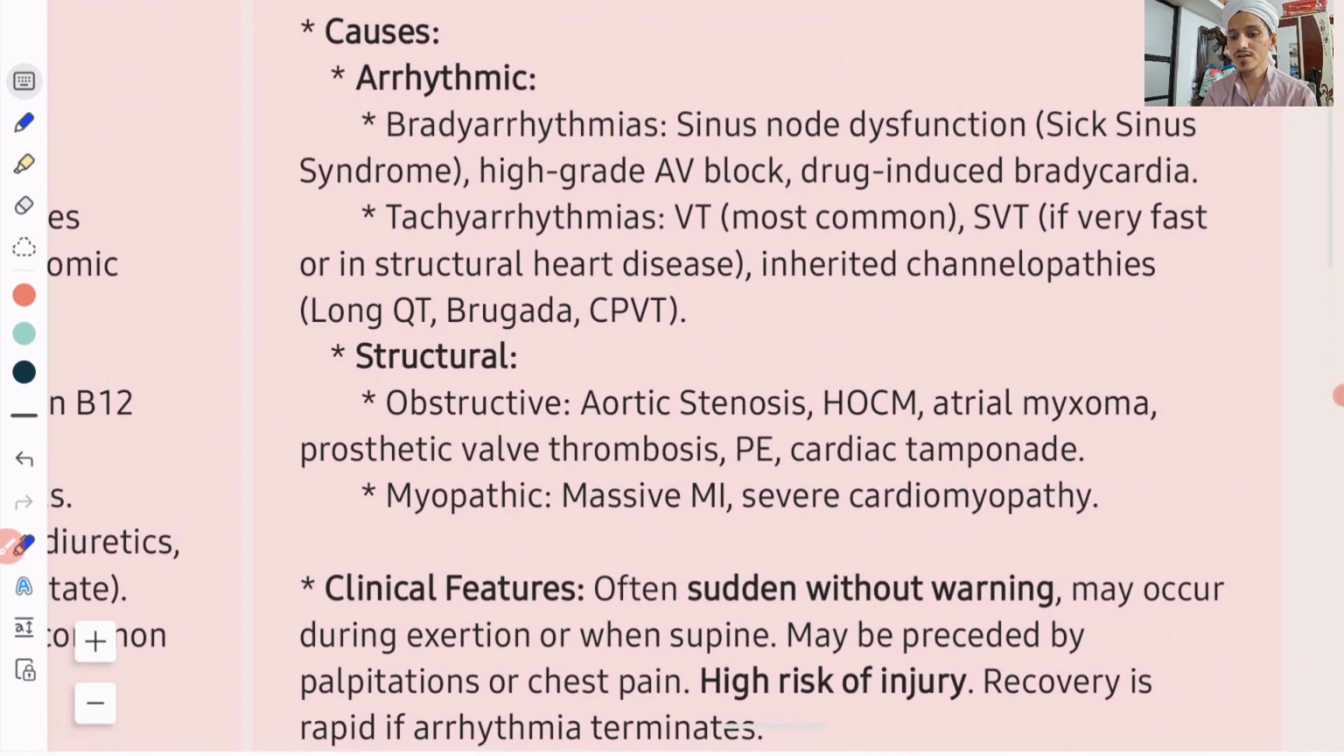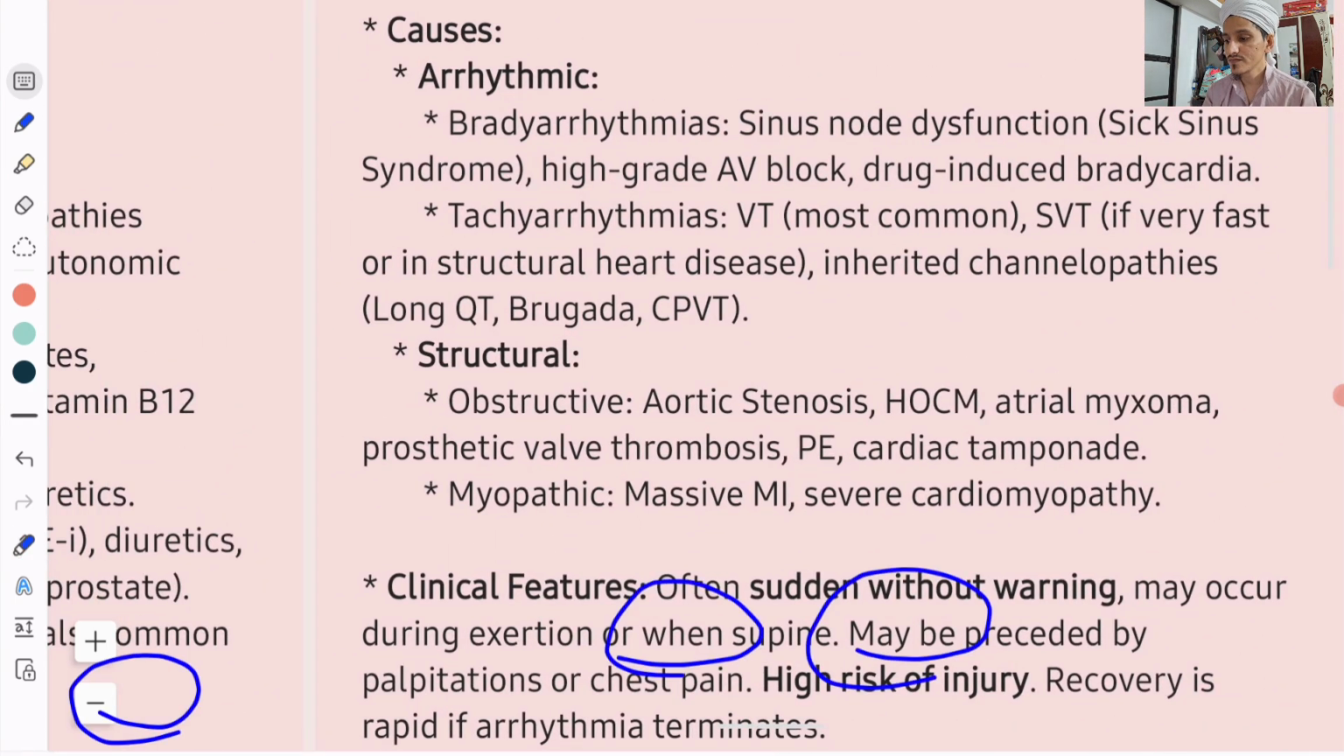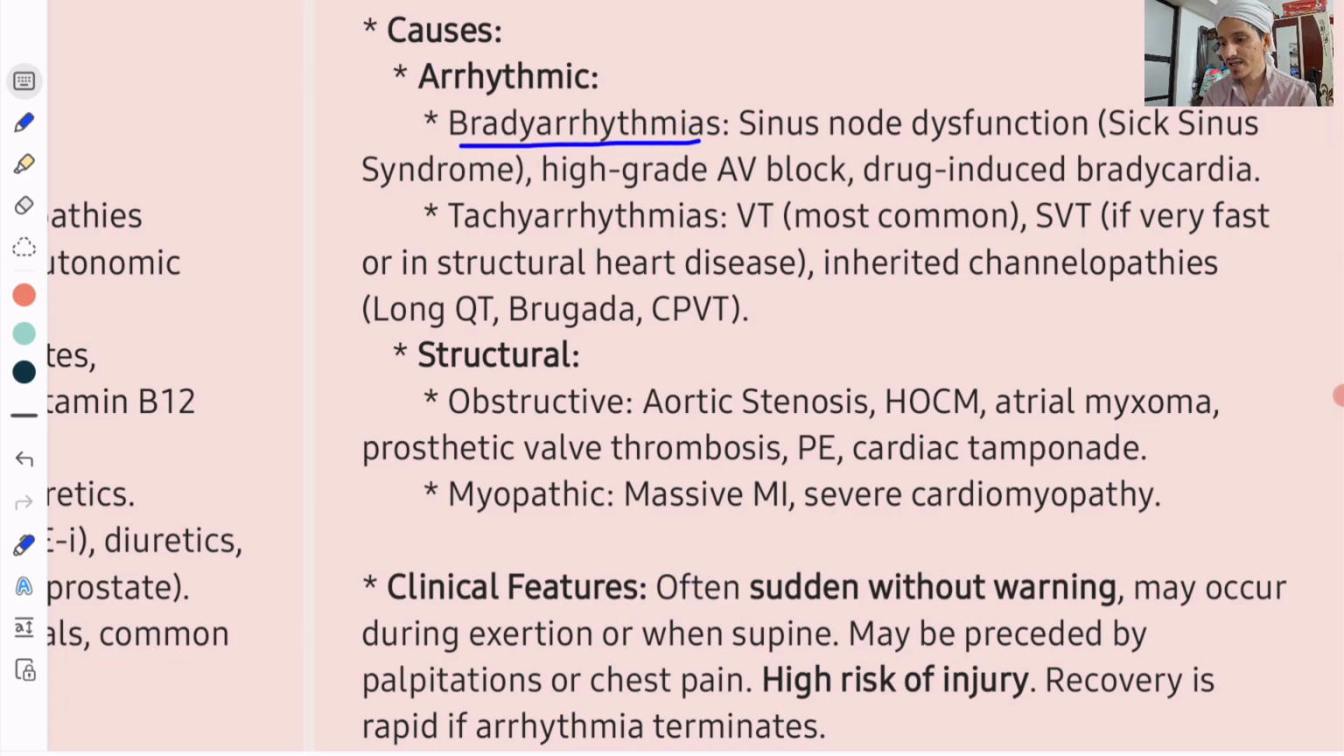So as we have learned, the causes can be either arrhythmic or structural. In arrhythmic, it can be bradyarrhythmias or tachyarrhythmias. In bradyarrhythmias, it can be primary sinus node dysfunction. So the heart rate itself is not produced. The sinus node, the SA node, actually produces the heart rate. So SA node discharge is less, so heart rate is less. When the heart rate decreases, there will be a drop in BP. So that is known as sick sinus syndrome.